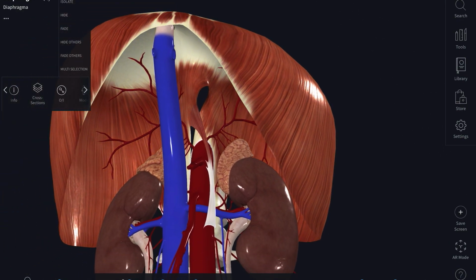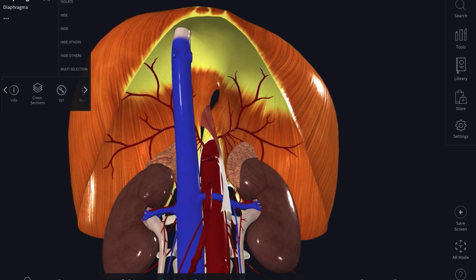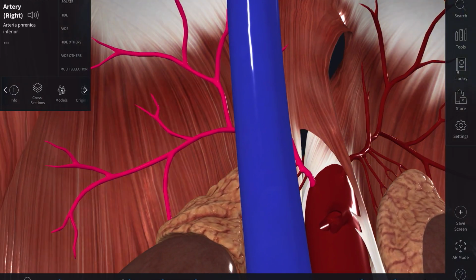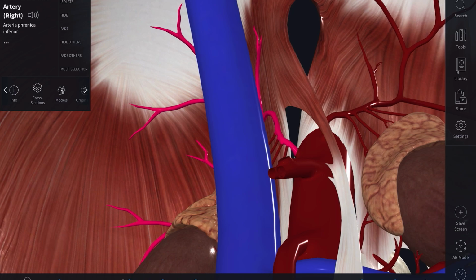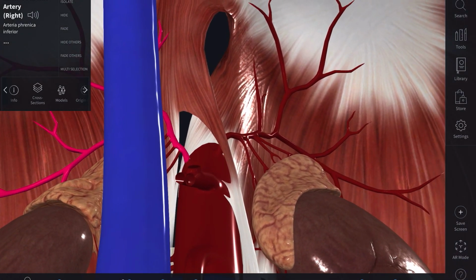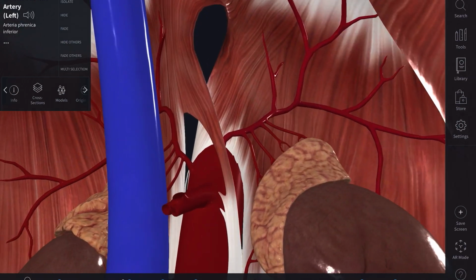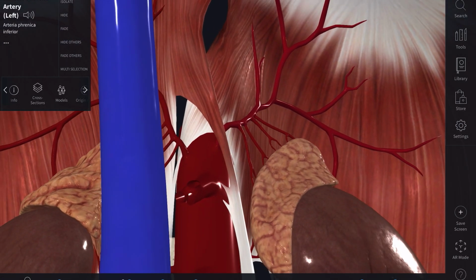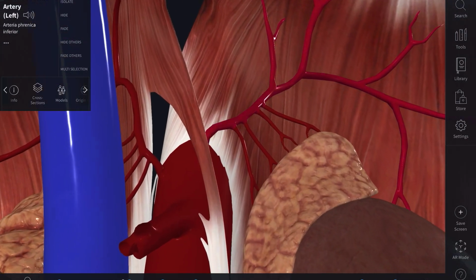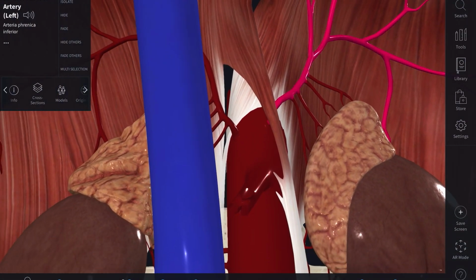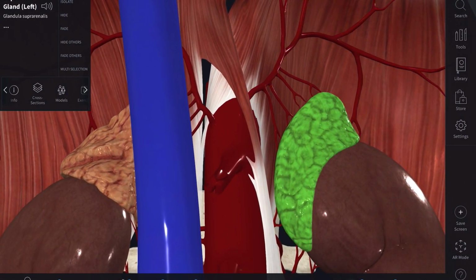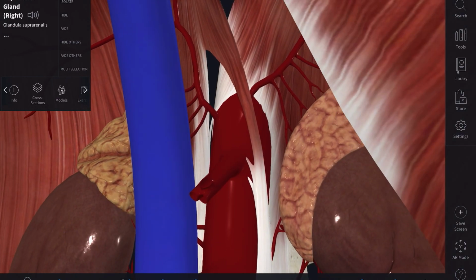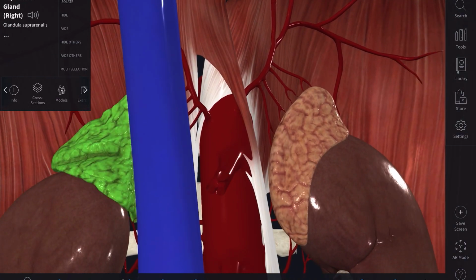We already know what this is. This is the diaphragm. And we can see these arteries. There are veins that go along with them, and this is your inferior phrenic arteries. You have a superior phrenic artery that comes out of the aorta as well. But these inferior phrenic arteries supply blood to your adrenal glands, which are sitting right on top of the kidney. You might hear them as suprarenal glands just because they are above the kidney.